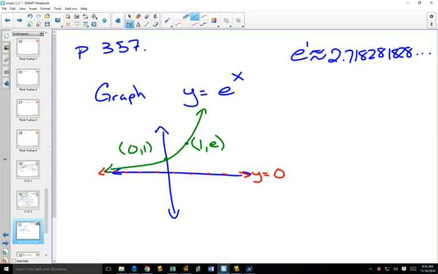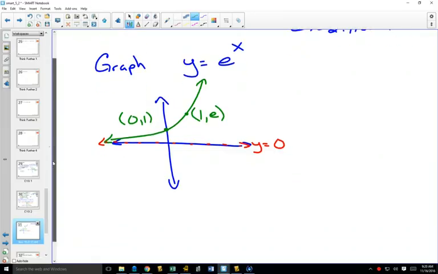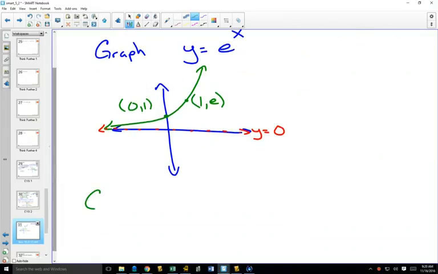What makes that a special number? We'll talk about that in a bit. We'll do one more example, and then we can talk about why E is special. Just like why pi is special. So now that you know the parent graph, you could graph any graph with transformations.